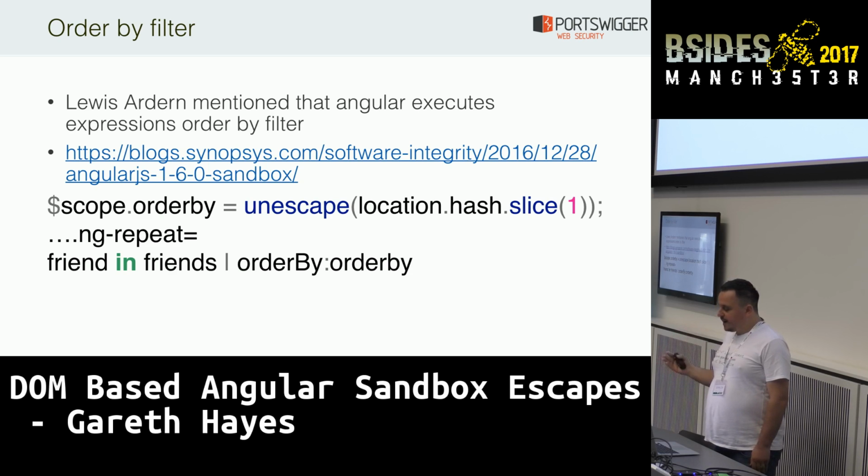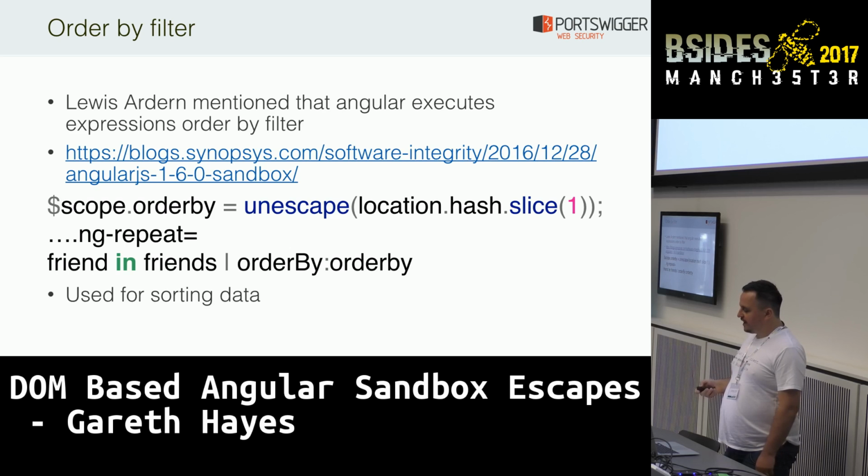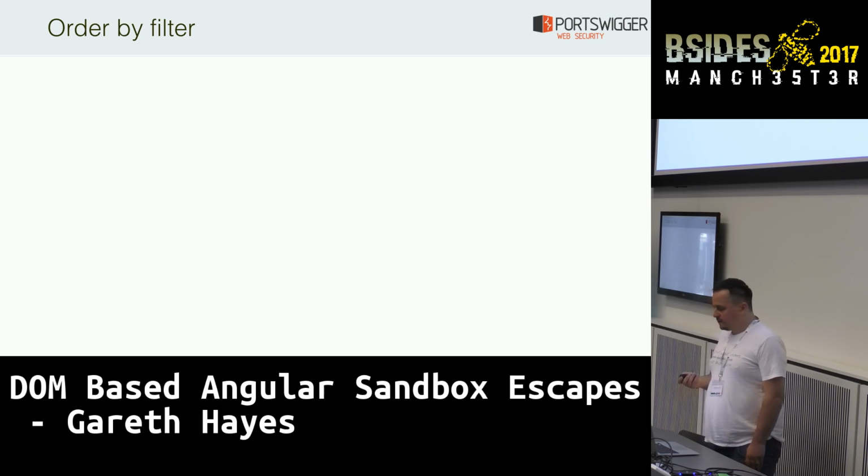And the pipe operator, normally in JavaScript, is a bitwise OR operation. But in Angular, the pipe operator is a filter operation. So what you're saying is you take the friends array, an array of friends and objects, and pass it to the orderBy filter. The colon signifies the argument that you want to pass to the orderBy filter. So here the orderBy is passed the location.hash. So you use it for sorting data. You could sort by telephone number, by name, etc. So it's a convenient way of sorting data.